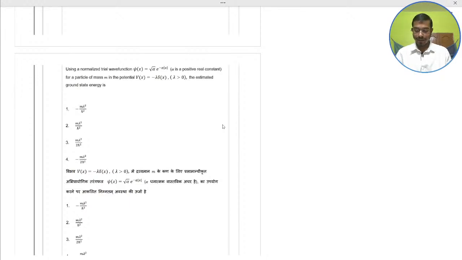So here, minus lambda delta is the potential, and one thing is that this is basically the variational theorem. First try yourself and give me feedback on the answer.